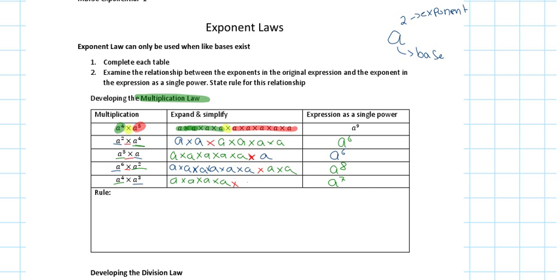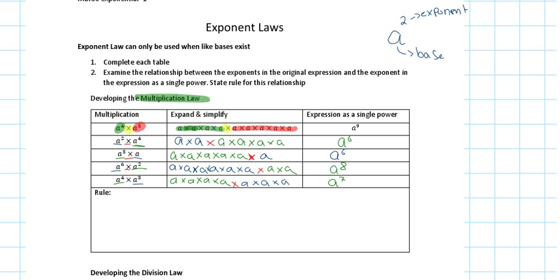I have 1, 2, 3, 4, 5, 6, 7. So I have 7 a's multiplied together. I did guess it right. So what's happening here is that the multiplication is repeating, and then you're multiplying by another repeating multiplication, right? The number of terms are adding up.